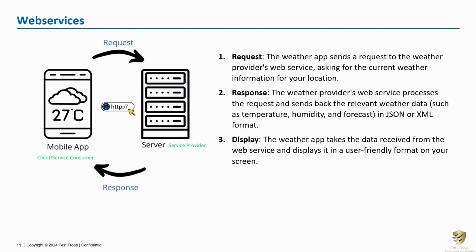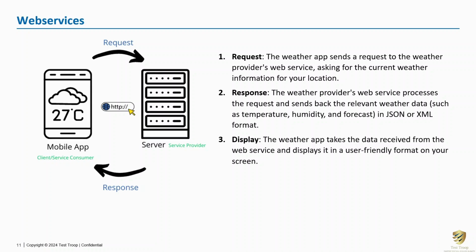Let us understand web services with an example. Imagine you are using a weather app on your phone. When you open the app to check the weather, it does not calculate the weather data on its own. Instead, it requests the data from a web service hosted by the weather provider. The weather application sends a request to the weather provider's web service asking for the current weather information for a given location. When it sends the request, it sends the current location in terms of latitude and longitude.